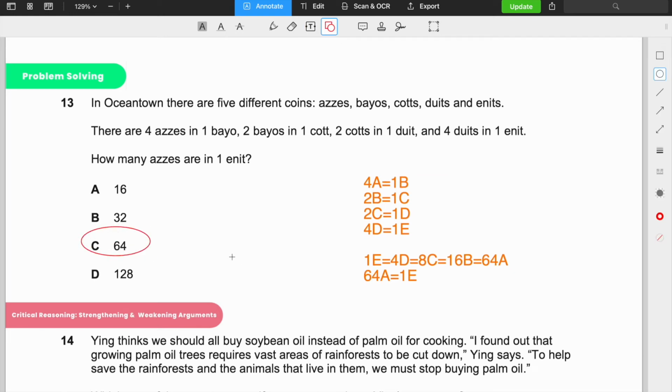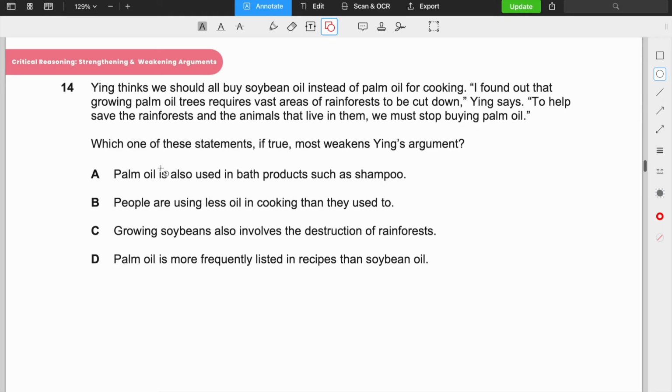Option C. Okay, which of the following statements, if true, most weakens Ying's argument? So again, find the main conclusion, and it's pretty much right here. We should all buy soybean oil instead of palm oil for cooking. So soybean over palm for cooking. These are the key words you have to think about.